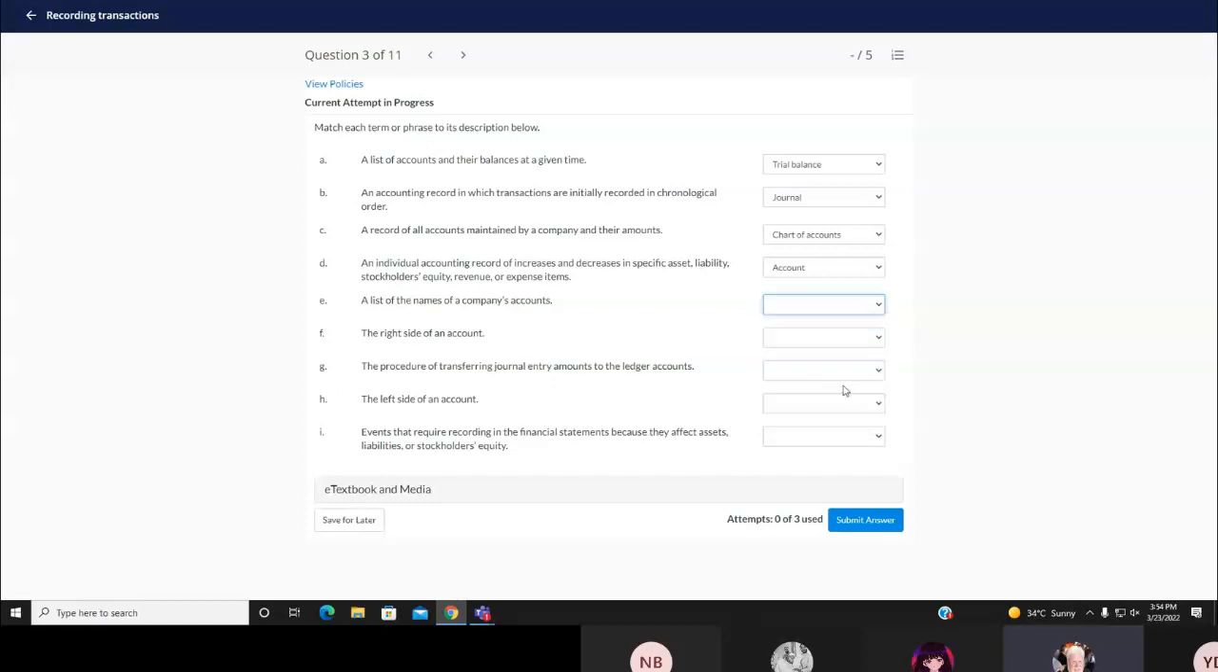A list of names of the company accounts. No, not a chart of accounts. Ledger. Ledger, yeah. Good. The right side of an account, you should get that? Right.